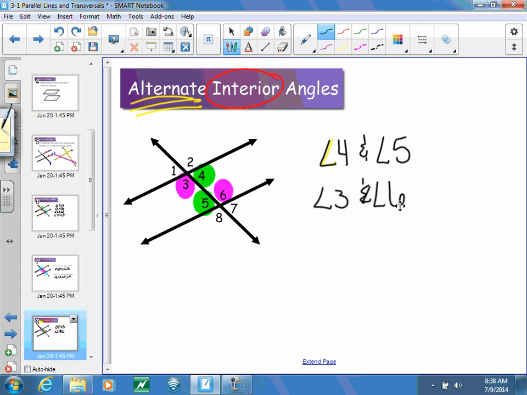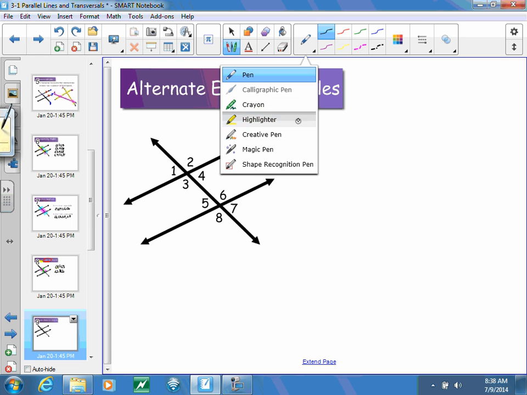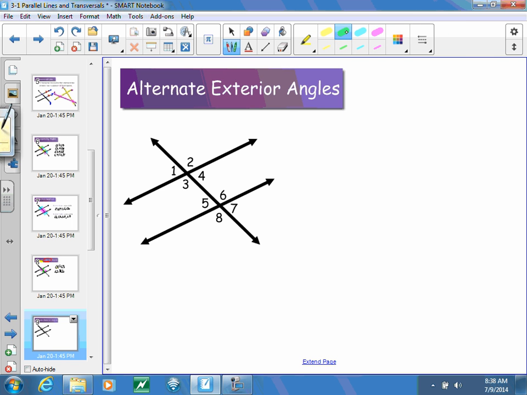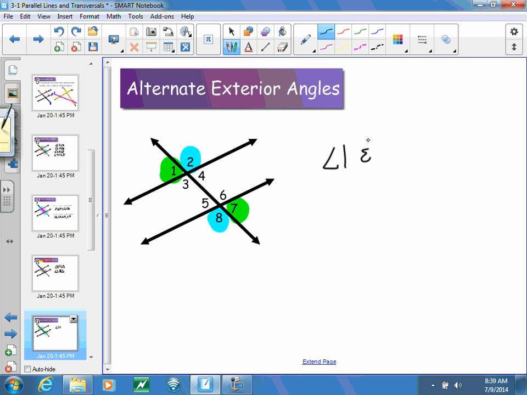So when we have alternate interior angles, we have alternate exterior angles. So exterior angles, once again, we're going to start looking at angles 1, 2, 8, and 7. And opposite sides of the transversal, I'm going to refer to angle 1 and angle 7. Angle 2 and angle 8 are alternate exterior angles. I'm taking the exterior angles 1, 2, 8, and 7, and then we're just looking at the opposite side of the transversal.